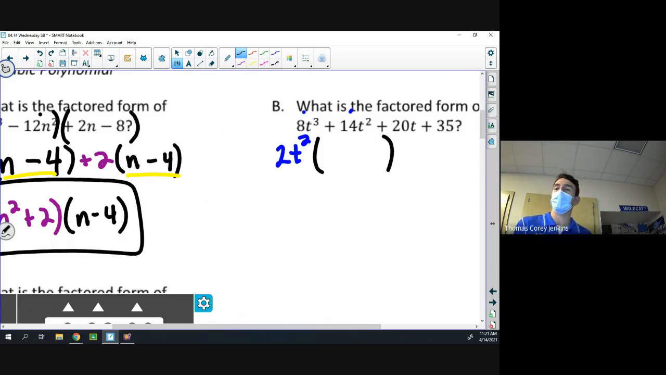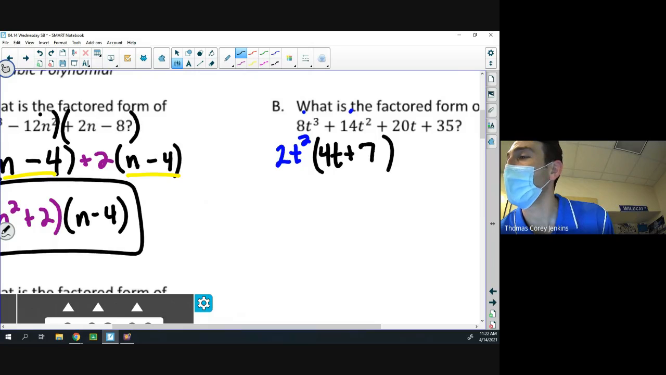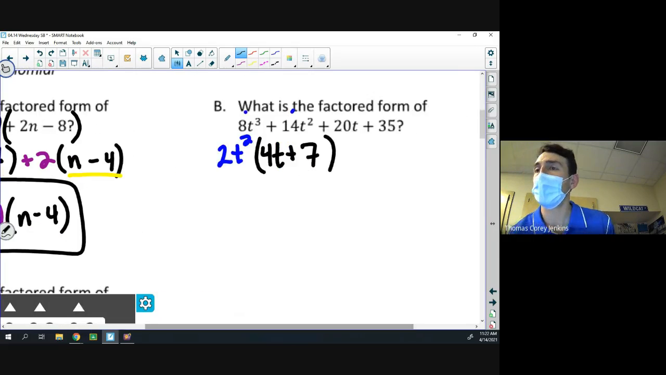Taylor, can you tell me what's left after I factor out a 2t squared? All right, Toomey, can you tell me what's left after I factor out a 2t squared? Robert, go ahead. 4t plus 7 is correct. Very good. Nicely done. All right, then we look at the next two.